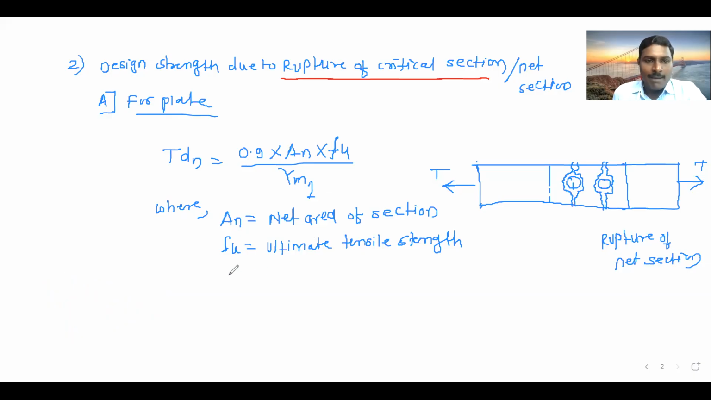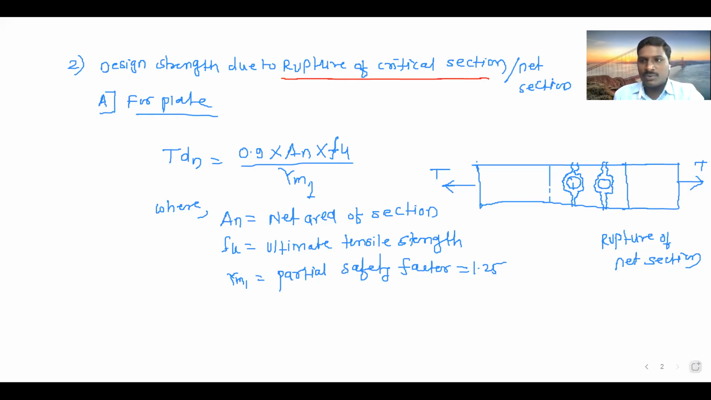Okay, and here gamma M1 is again the partial safety factor. The value of gamma M1 is again 1.25 here. So this is for plate. If you are connecting plates and the plates are under tension, then you have to use this formula for the calculation of design strength. Got it, everyone? Yes, sir.